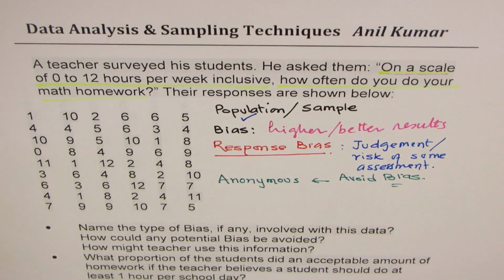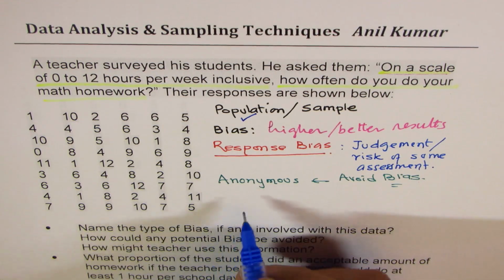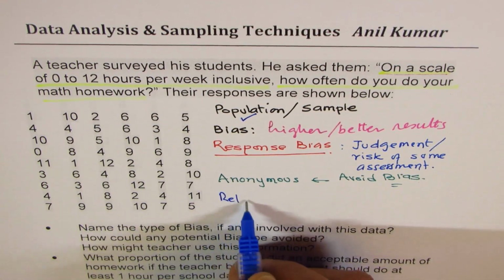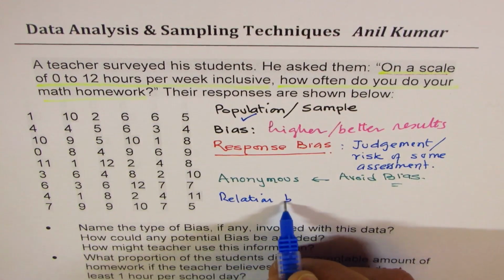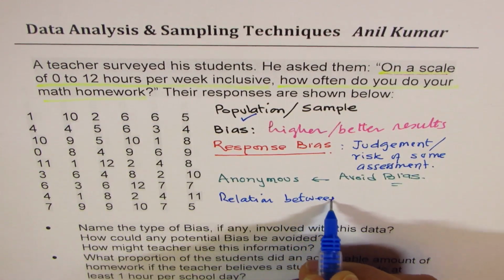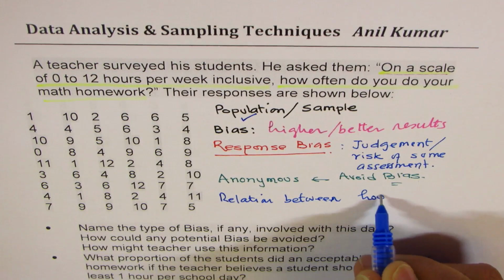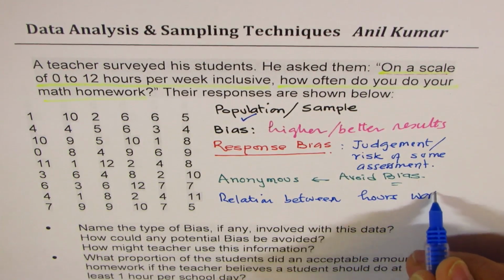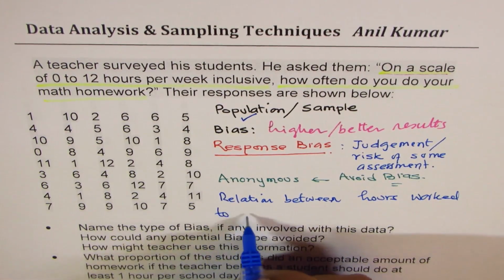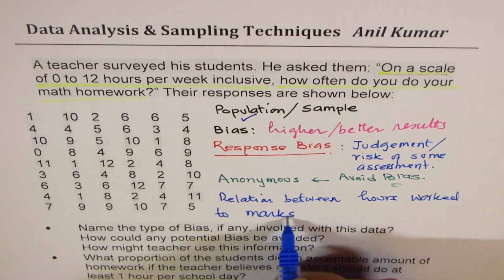Great. The last part here is how might the teacher use this information. Correct. So there are many ways the teacher could use this information. One of them is, since we are talking about data analysis, the teacher could see the relation between hours worked and marks obtained.